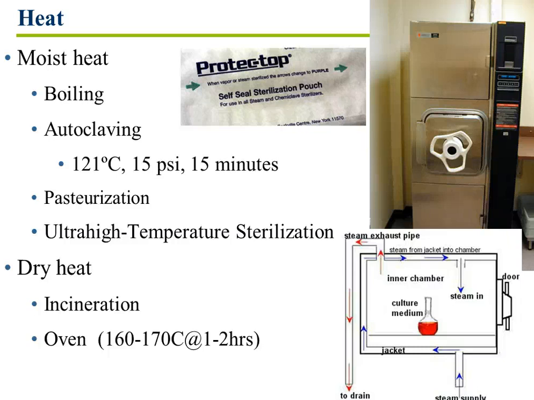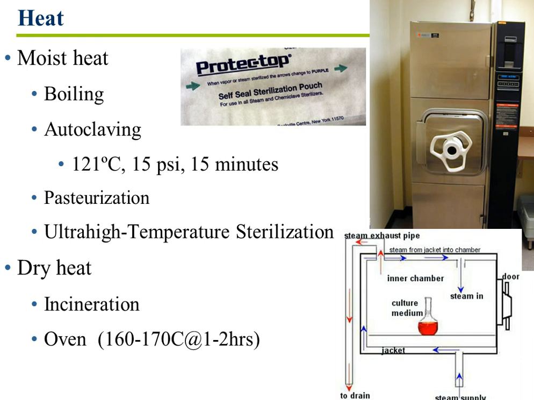We put all the materials that we want to sterilize in the autoclave. The door is closed. Steam enters from the outer jacket into the inner area where all the materials are. And once the steam goes in, the temperature will go up to 121 degrees Celsius. That's where we put it at. It will be at 15 pounds per square inch of pressure. So it's very high pressure. That's how you can get the temperature much higher than boiling.